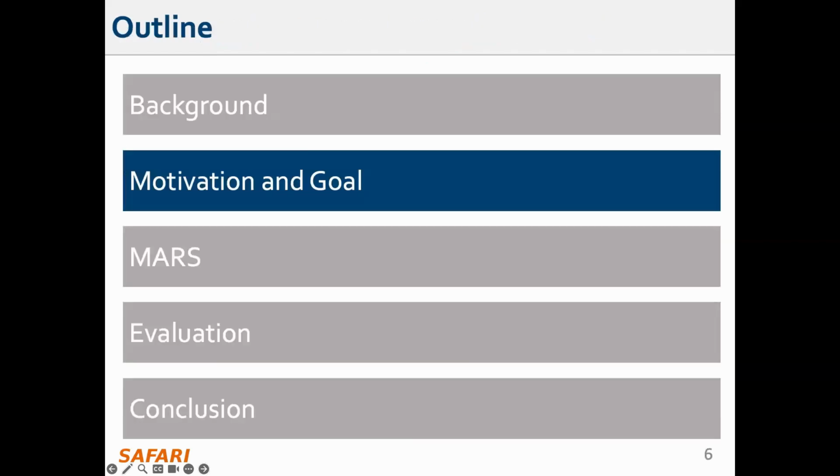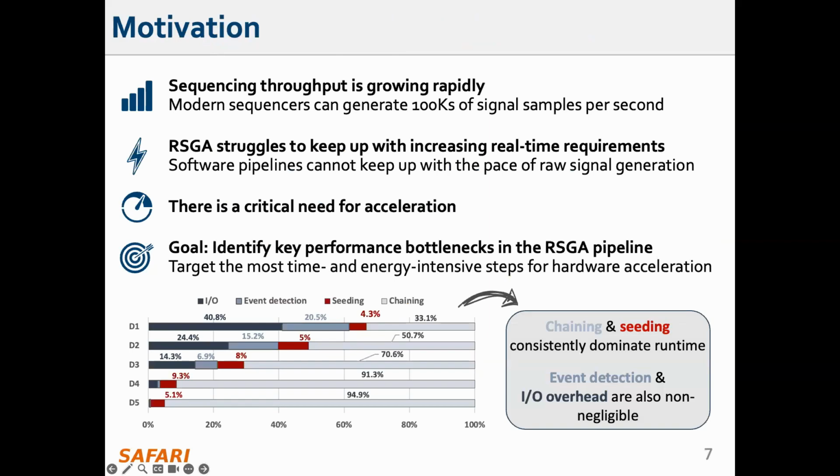Let's now have a look at the motivation and the goal of our work. So as already indicated, sequencing throughput is increasing rapidly and is also expected to increase in the future. However, RSGA pipelines struggle to keep up with these requirements, especially for larger genomes like the human genome, which is often the focus of the analysis. We therefore identify the need for acceleration and started by identifying key bottlenecks in this RSGA pipeline.